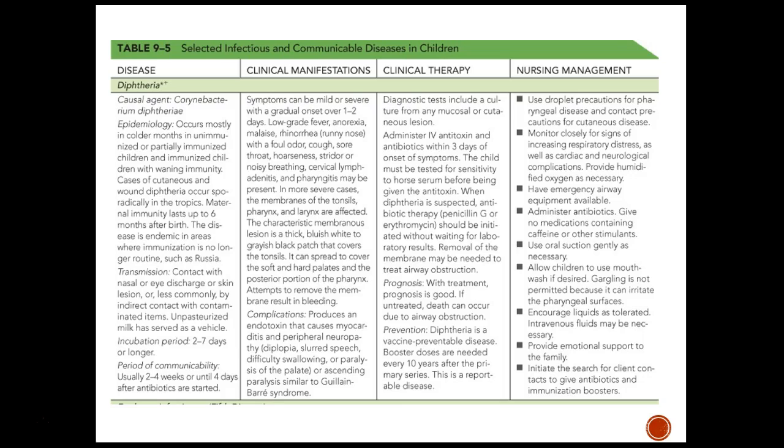And we're going to talk about diphtheria to start with. So diphtheria occurs mostly in unimmunized or partially immunized children. For some reason, I cannot talk this afternoon. Maternal immunity lasts up to 6 months after birth. So it's very important that moms are actually immune to this disease.